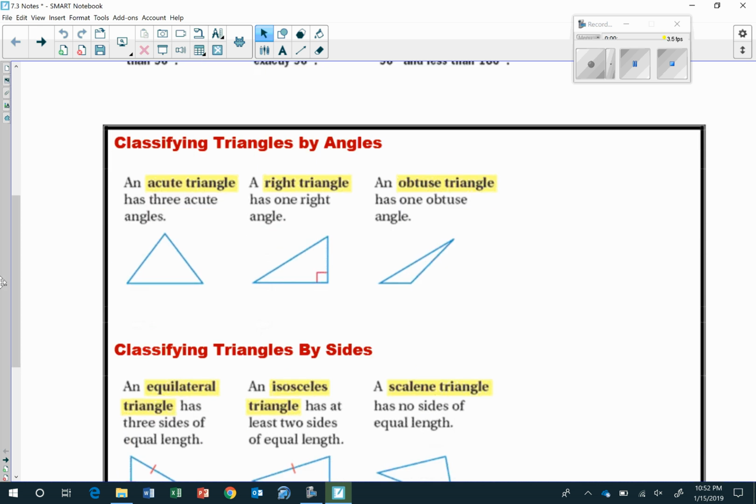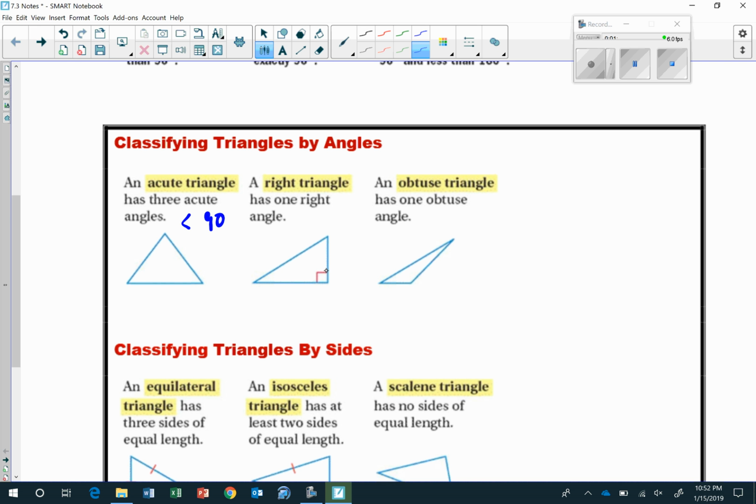So the first type of triangle we have is an acute triangle. An acute triangle has three acute angles. Again, remember, acute means less than 90. So if you think about it, we are going to have three angles that are less than 90 degrees for an acute triangle. A right triangle has one right angle.